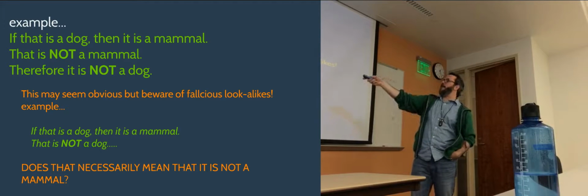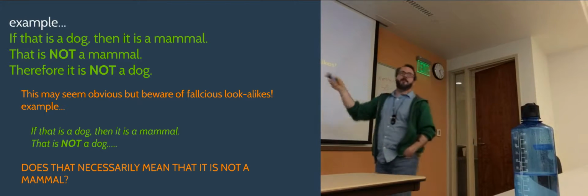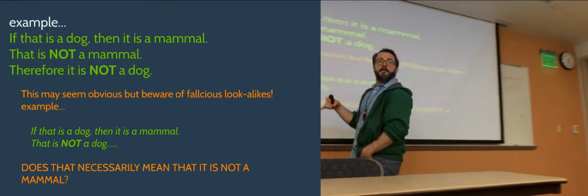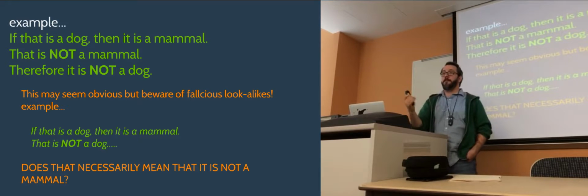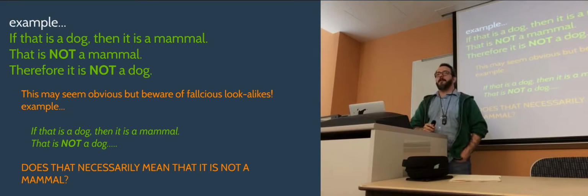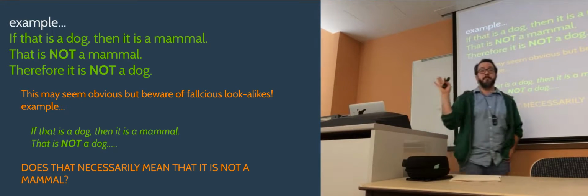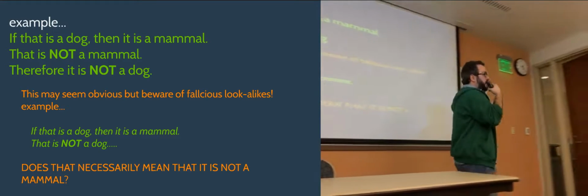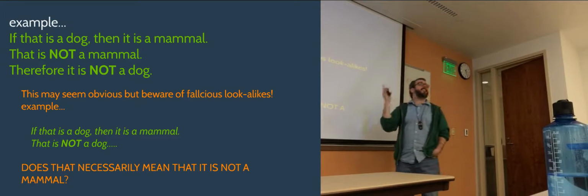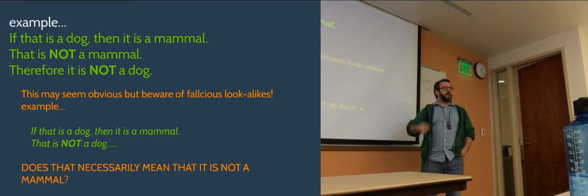Sorry, the only way for it to be not a mammal, but still a dog, is if this first premise is false. As long as those two premises are true, the conclusion has to be true, and that's validity. A modus tollens argument is going to be valid every time. It's not necessarily going to be sound every time, but it's going to be valid every time. This is still, if it's valid, then it's deductively valid. Validity applies to deductive arguments.